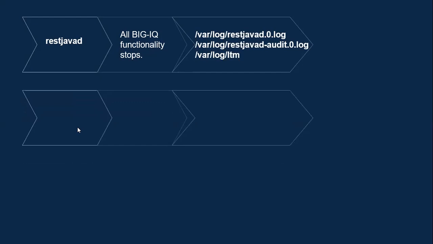The next important core process is ICRD. This is used to map TMSH commands to and from REST API requests. If this is not working, you lose the command access for iControl using REST. And in order to view any issues with respect to ICRD, you will have to go through the var log ICRD log file.